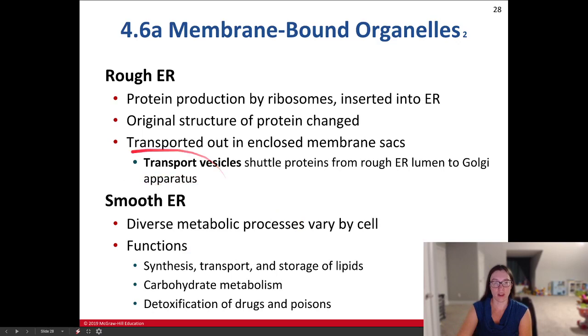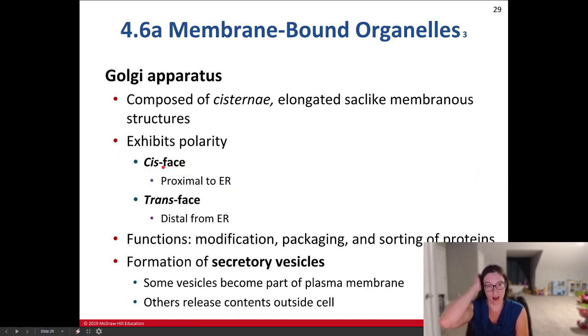We said that the rough ER transports things to the Golgi apparatus. The Golgi apparatus is another membrane-bound organelle, and it has sac-like membranous structures. It exhibits what we call polarity, which means it has two different sides: a cis face, which is close to the rough ER, and a trans face, which is far from the rough ER. It receives the proteins from the rough ER, modifies them, and then ships them out from the trans face. So it modifies, packages, and sorts the proteins and gets them ready for export.